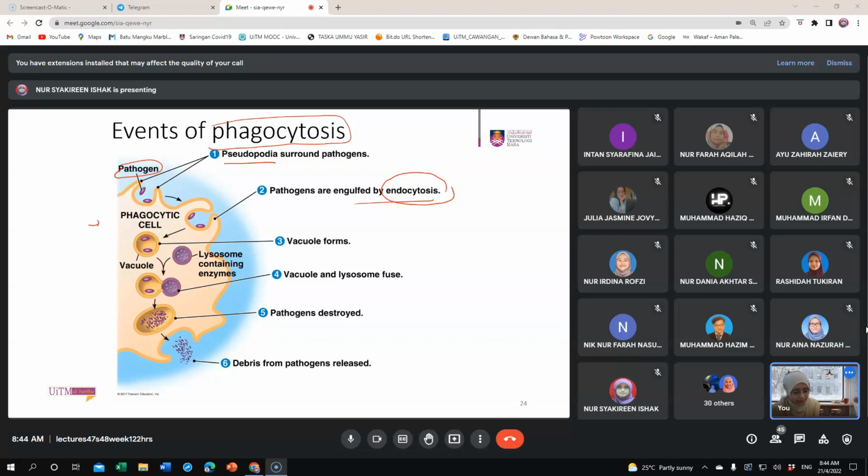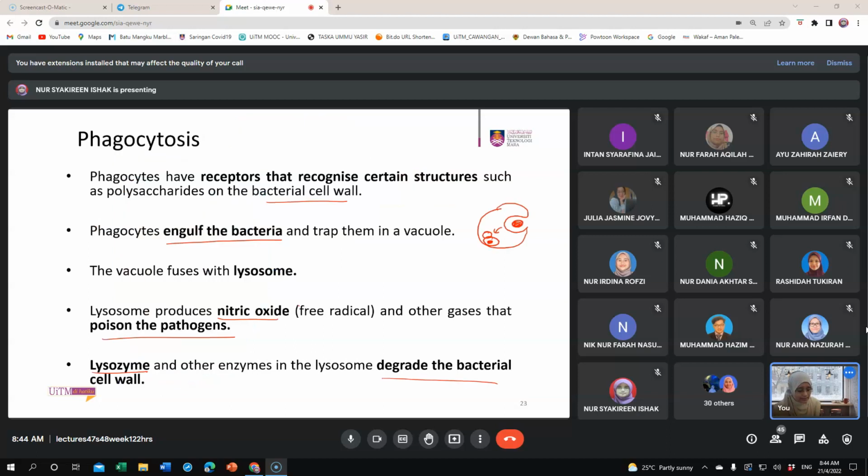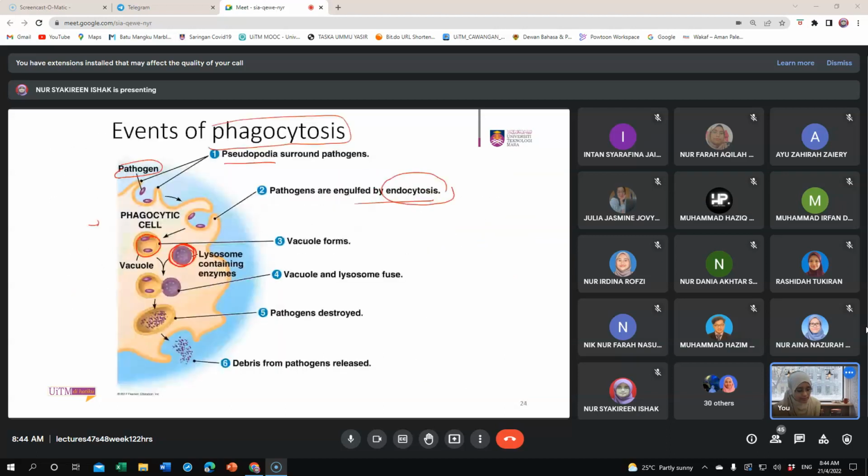The phagocytic cell that has engulfed the pathogen will hold the pathogen inside a vacuole. The vacuole then fuses with lysosome. The lysosome contains enzymes and also nitric oxide, and that mechanism will destroy the pathogen by degrading it into fragments. The fragments or debris will then be released by the process of exocytosis here. So bringing in is endocytosis, taking out is exocytosis. Engulfing is phagocytosis.